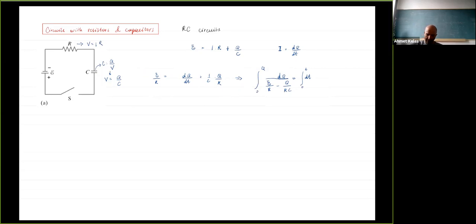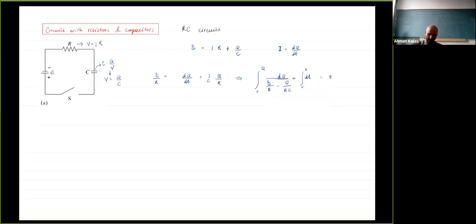Okay. Now I can take this, right? I mean, the right-hand side is basically t. And the left-hand side, does anybody know the integral of the left-hand side? How can we integrate this guy? You are integrating over q and you have a linear in q term.